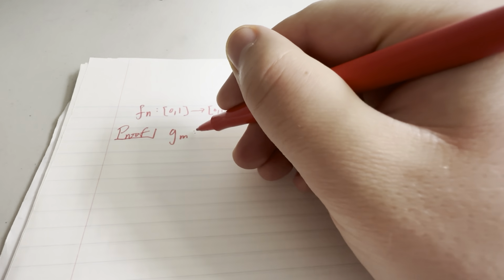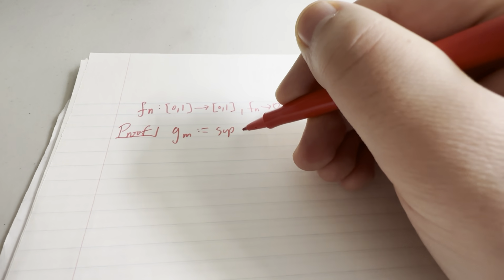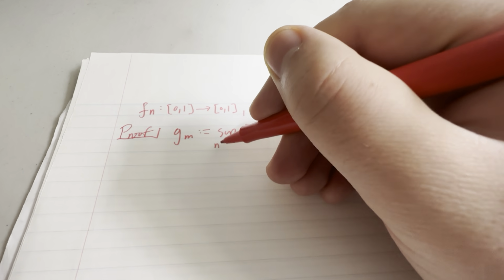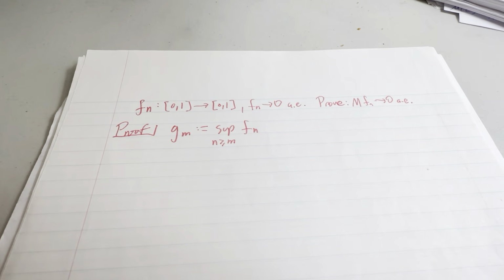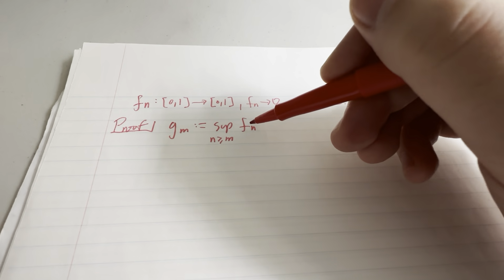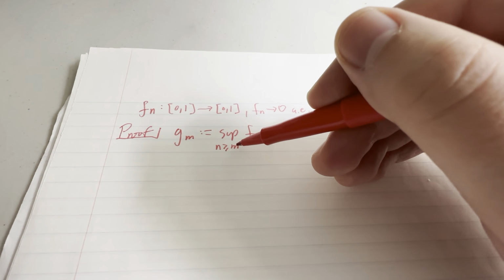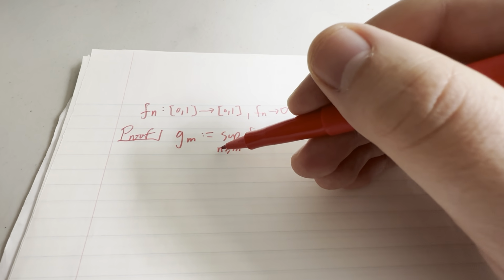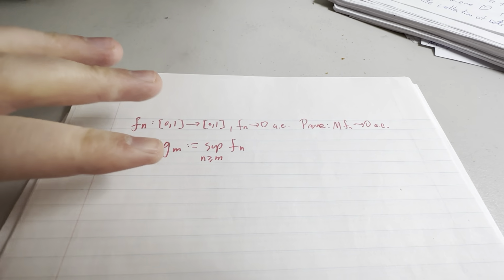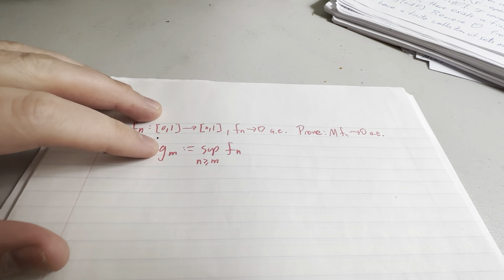So I define a sequence of functions g_m to be the supremum of f_n, where n is larger than or equal to m. So essentially we look at the biggest function, we define that to be g_1, and then we start moving one up. So for g_2, we consider n bigger than or equal to 2. For m equal 3, we consider the supremum over all functions where n is bigger than or equal to 3. So this sequence can only get smaller.